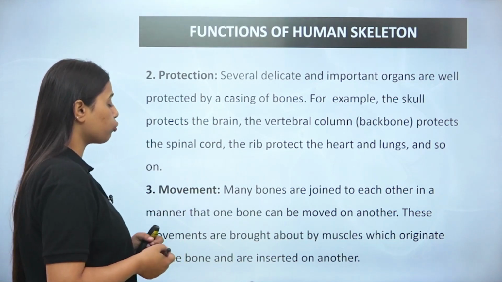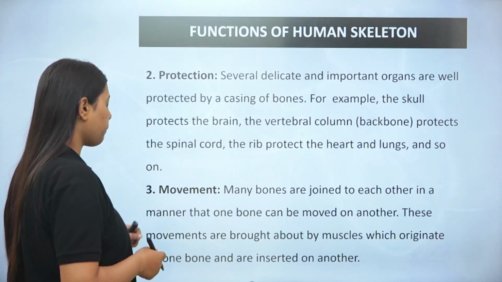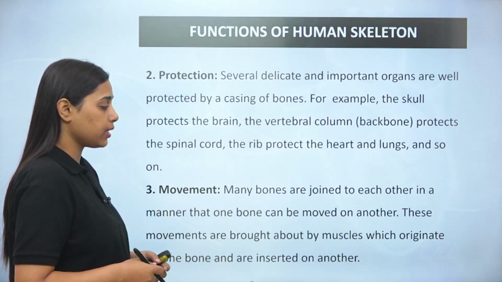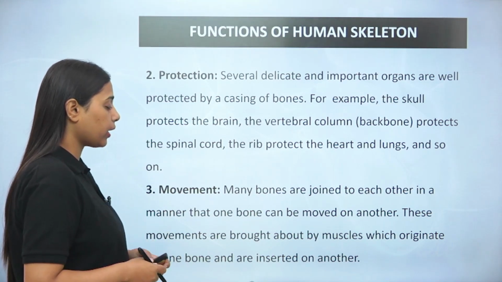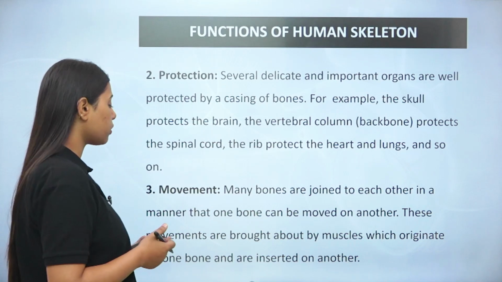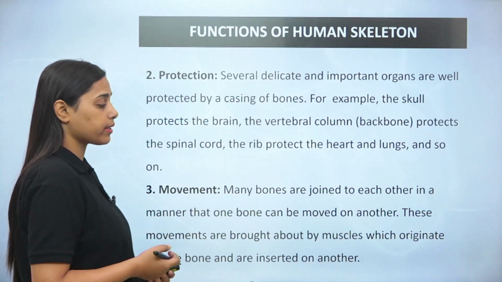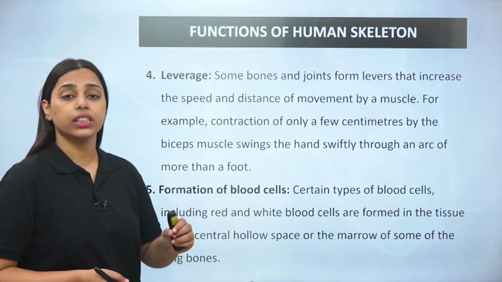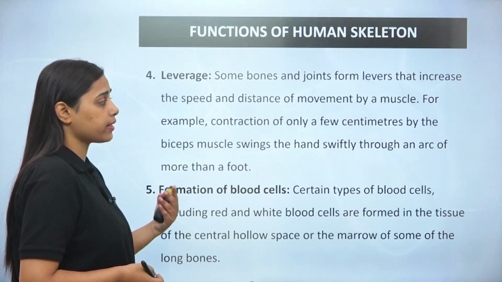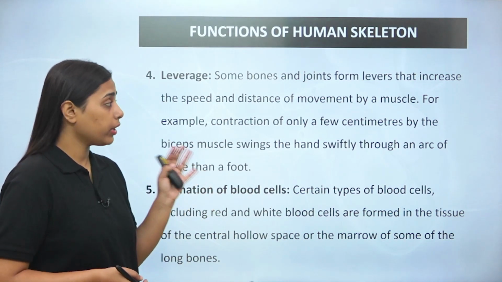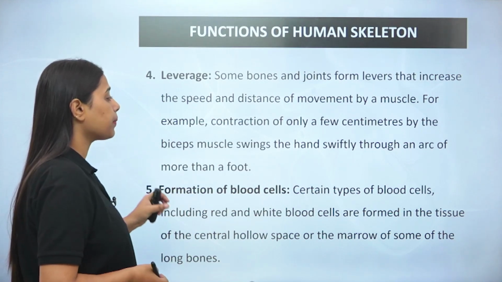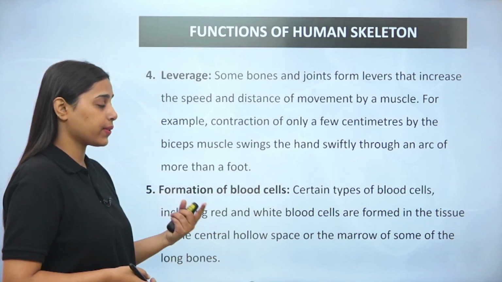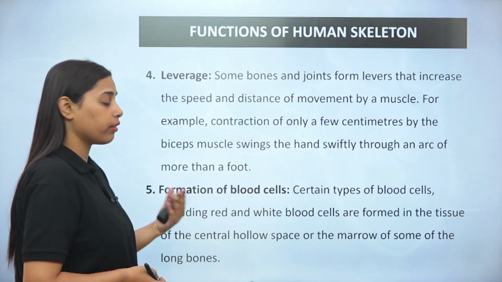Then the third purpose is movement. Many bones are joined to each other in a manner that one bone can be moved on another. These movements are brought about by muscles which originate on one bone and are inserted on another. This is also one of the ways where the skeletal system is required. Leverage also: some bones and joints form levers that increase the speed and distance of movement with the help of a muscle. For example, contraction of only a few centimeters by the biceps muscle swings the hand swiftly through an arc of more than a foot, right?